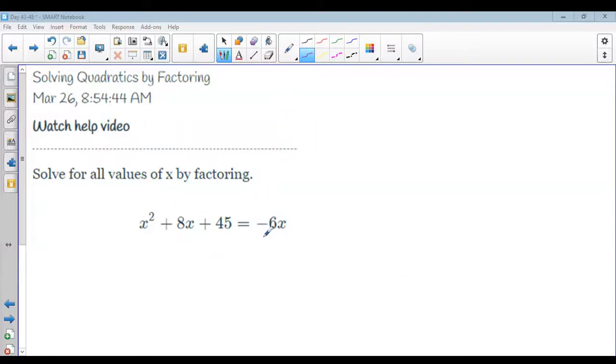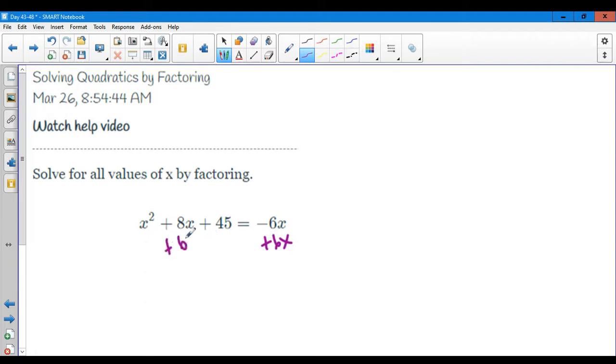We're going to have to zero out one side of the equation on these. So just figure out a way, and I always zero out the right side of the equation. To zero that out, you add 6x. You've got to do that to both sides, of course, and you're left with x squared plus 14x plus 45 equals 0.